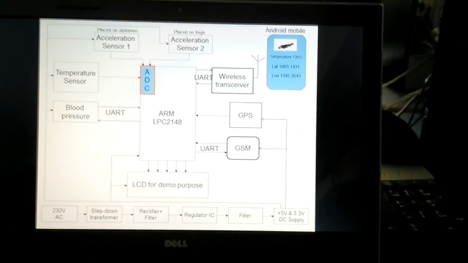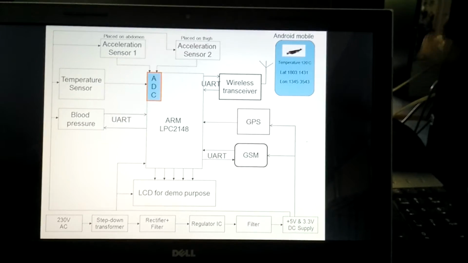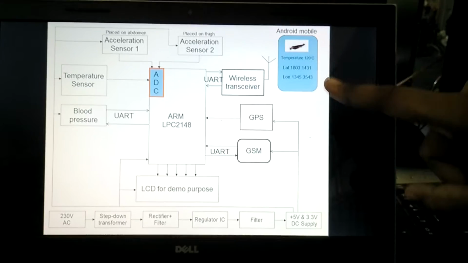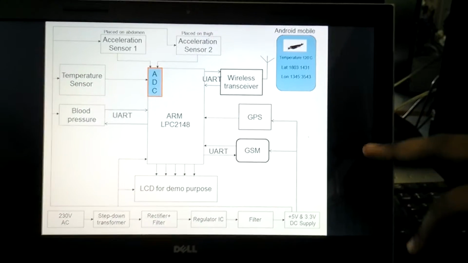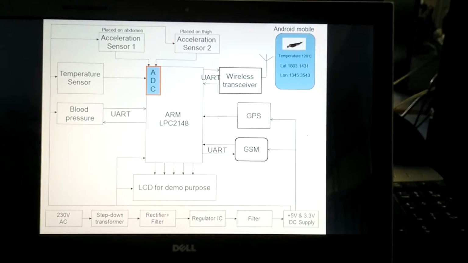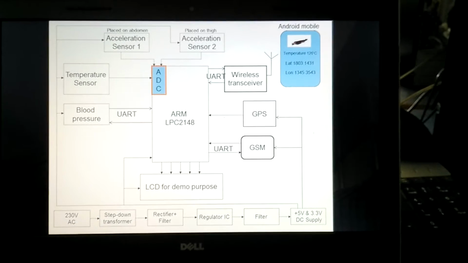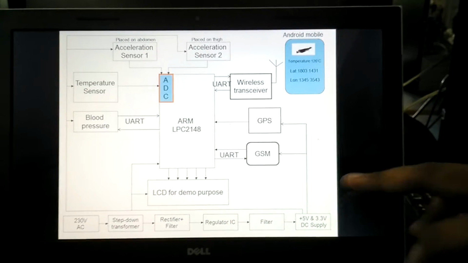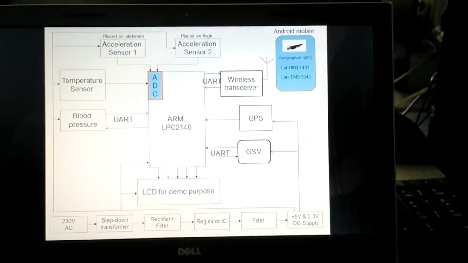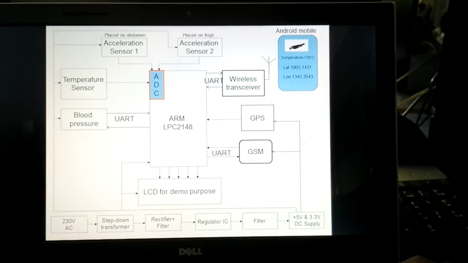This is the proposed block diagram. In this proposed block diagram, I use an ARM processor and two sensors: a temperature sensor and a blood pressure sensor. Two acceleration sensors are connected to the ARM processor and the wireless receiver. These wireless receivers are used to connect the ARM processor and another ambulance kit. By using the GPS, we can find the location of the person where the fall accident occurs. This GSM is used to send the SMS from the fall accident person to the nearby ambulance kit and the relation. The LCD is for demo purposes.